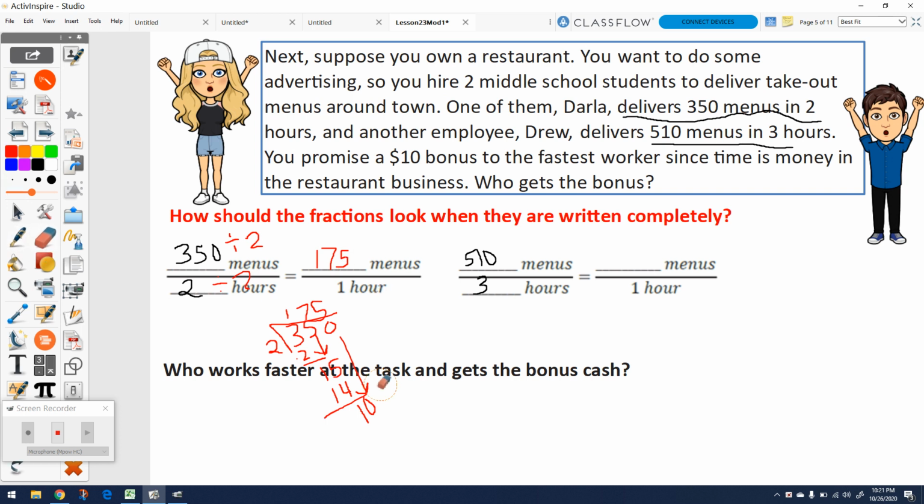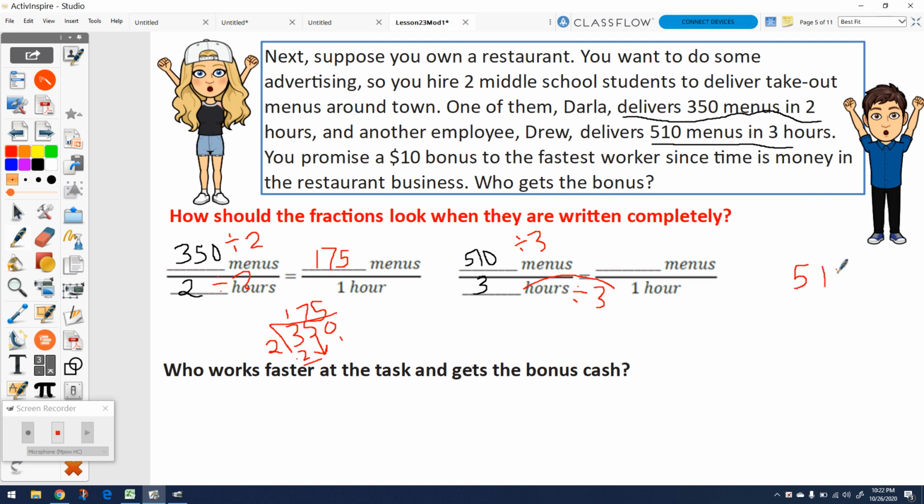Okay, I'm going to go ahead and get rid of this just so I can write there. All right, let's go ahead and do Drew's. Drew can do 510. How do we get from 3 to 1? Good job, guys. We're going to divide by 3, and we're going to divide this one by 3. I was getting ahead of myself over here dividing already.